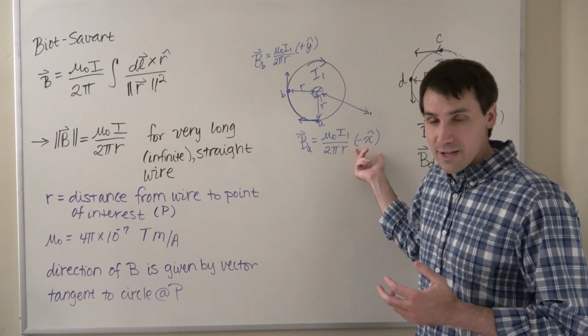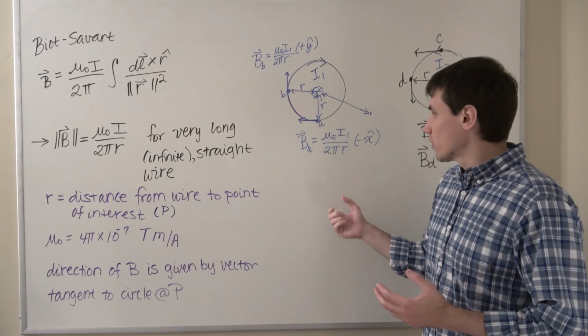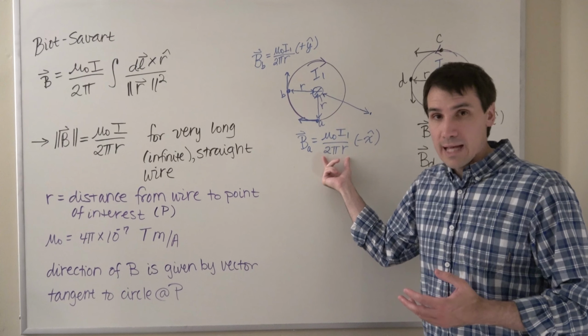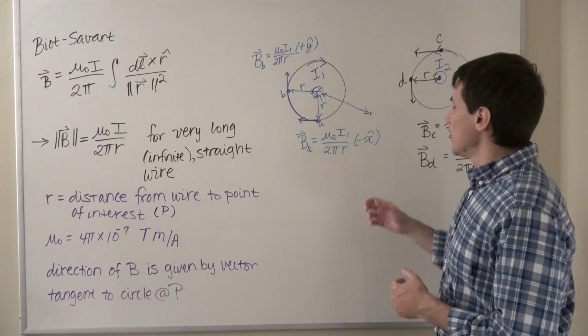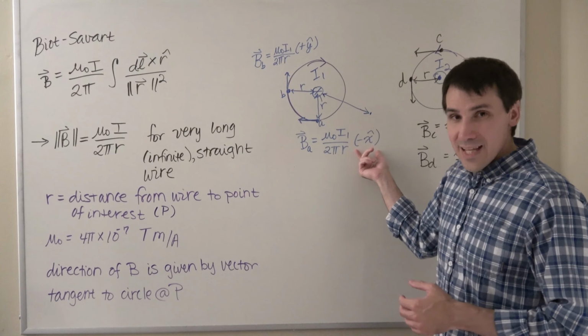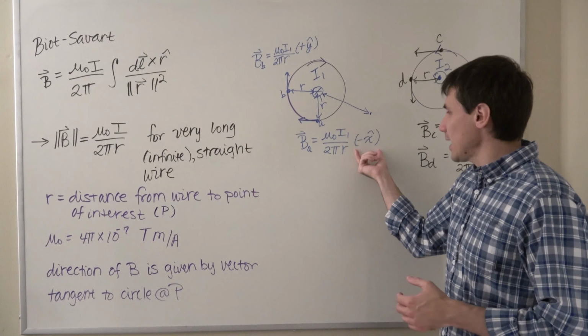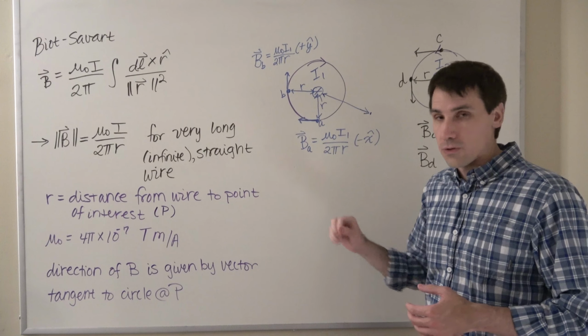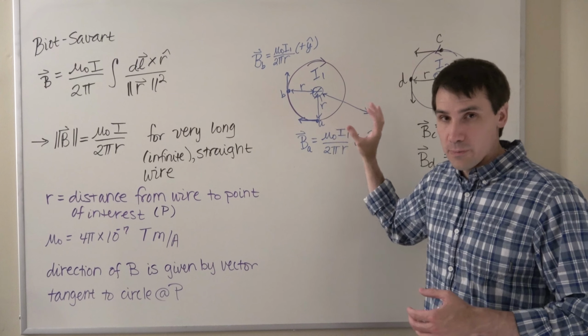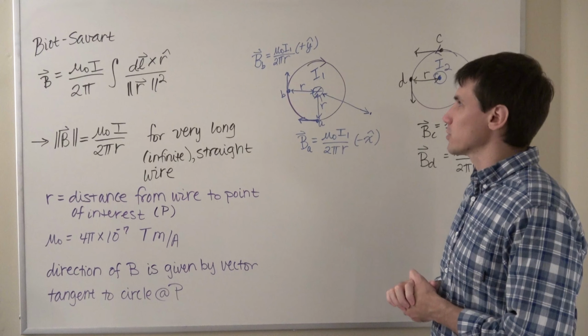So our overall strategy for finding these magnetic fields is we're going to pick a point. We are going to apply our known magnitude, which depends only on current and radius. And then we are going to pick a direction based on where we are on the circle, just by the geometry of the picture. We're going to manually insert that direction.